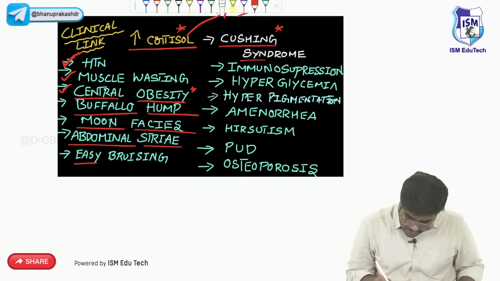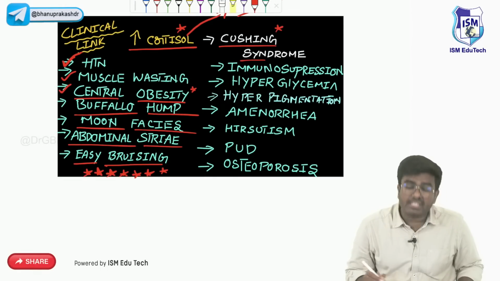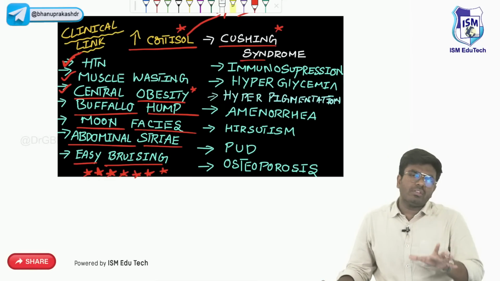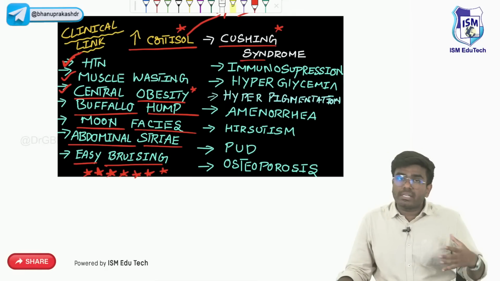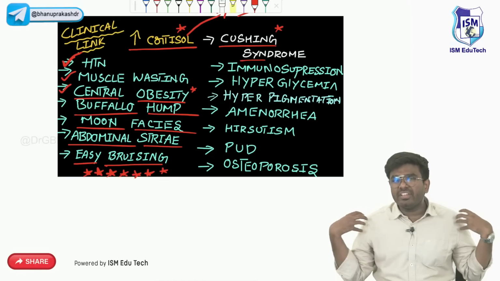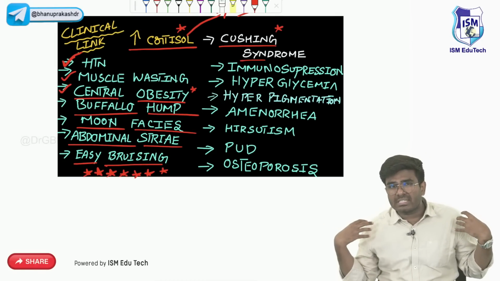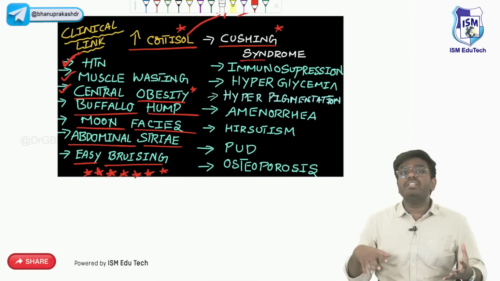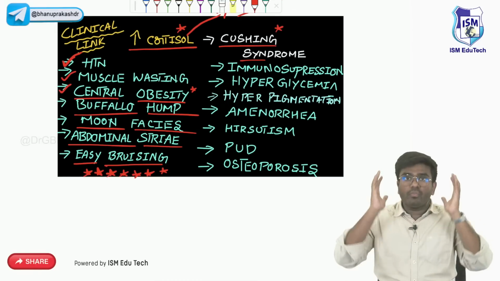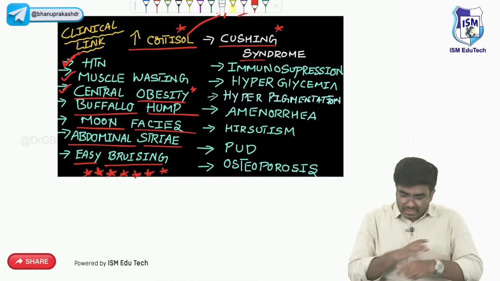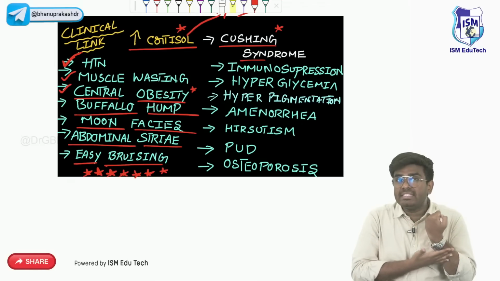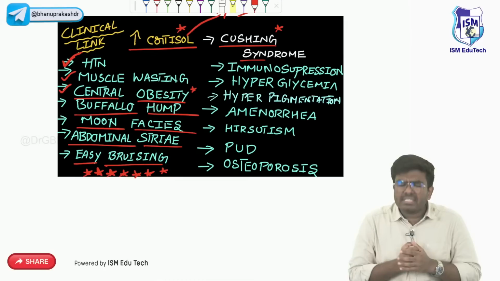Now these patients have a complaint of easy bruisability. Guys, this clinical feature is very important. Put 10 star marks. So in a question, if you get a patient having hypertension, weakness of the muscles, which is because of the muscle wasting, easily getting fatigued, a round face with easy bruisability. Now, why is this patient having easy bruisability?